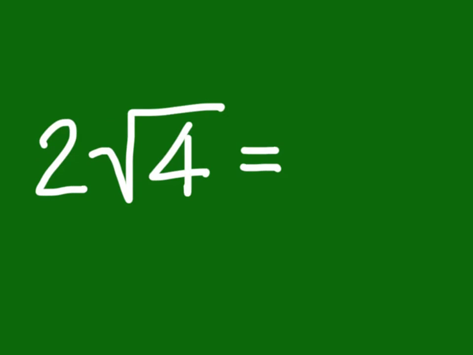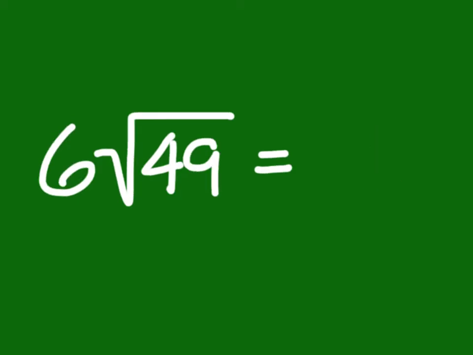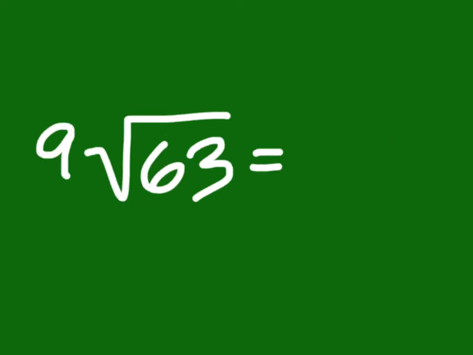2 times the square root of 4 is 4. 3 times the square root of 25 is 15. 6 times the square root of 49 is 42. 9 times the square root of 63 is 54.